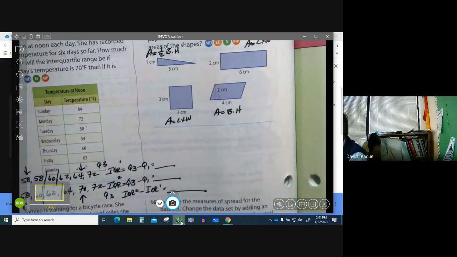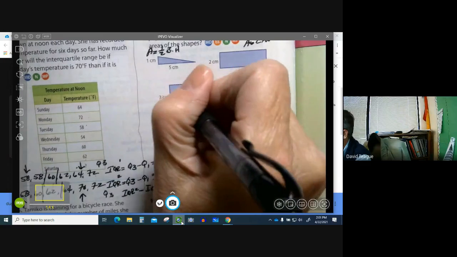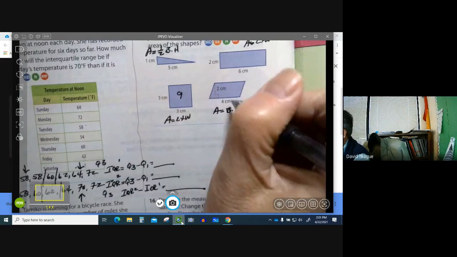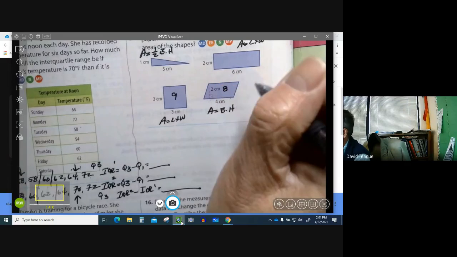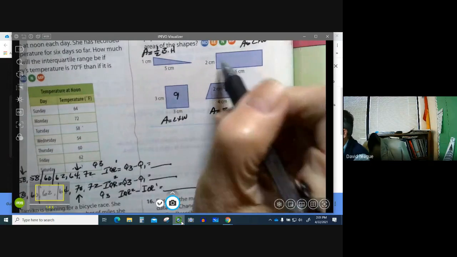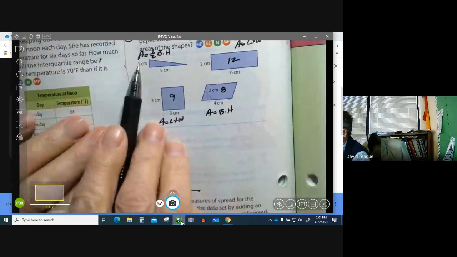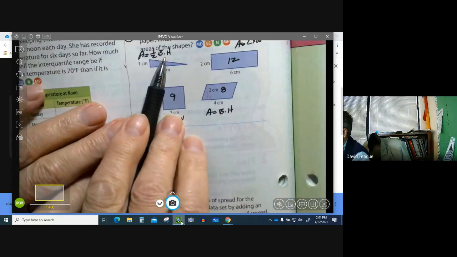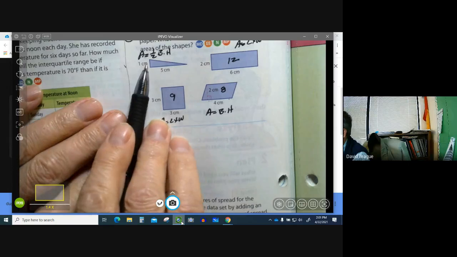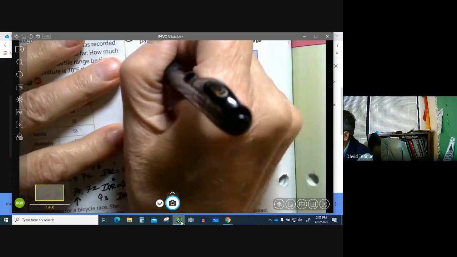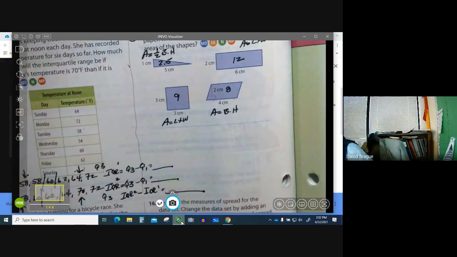So now we got to find the area, right? Well, 3 times 3, so that's 9. The area is the base times the height. 4 times 2 is 8. Length times width, 6 times 2 is 12. And my triangle is 1/2 the base times the height. Well, my base is 5. My height is 1. That's 5. And half of 5 is 2.5. Okay, so I have my areas.